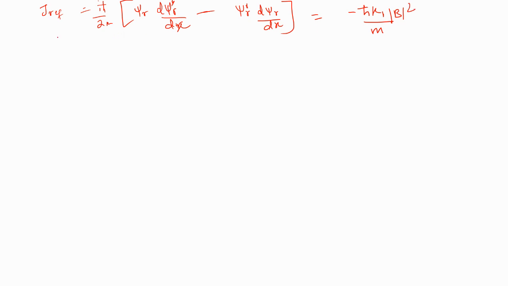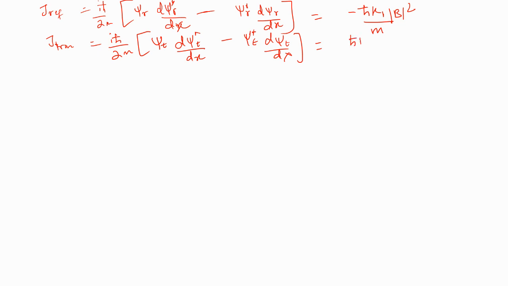And for transmitted, you have the formula iota h cross upon 2m, psi t d psi t star upon dx minus psi t star d psi t upon dx, where psi t is the transmitted wave function, and it will come out h cross k2 upon m c square.